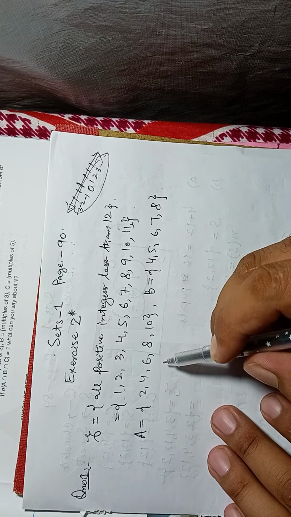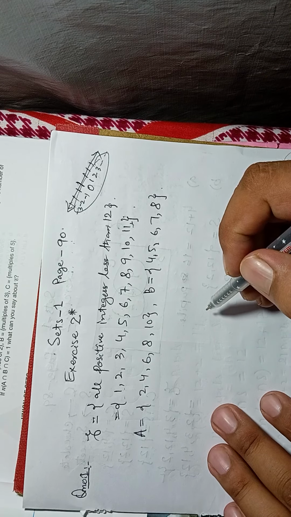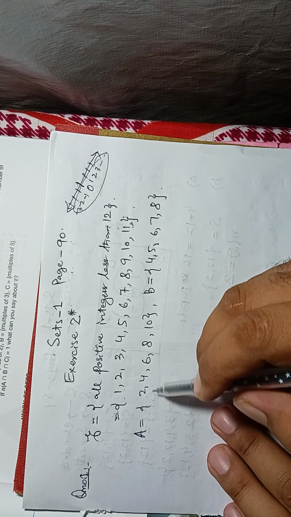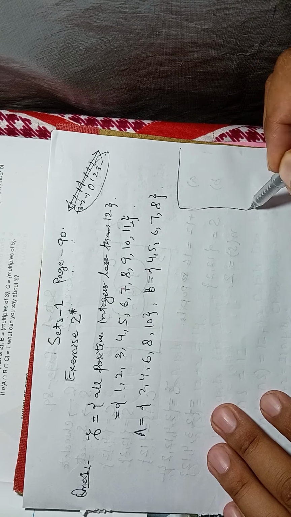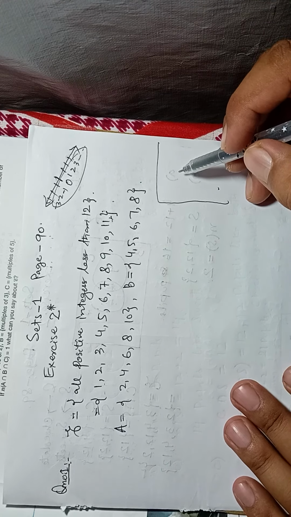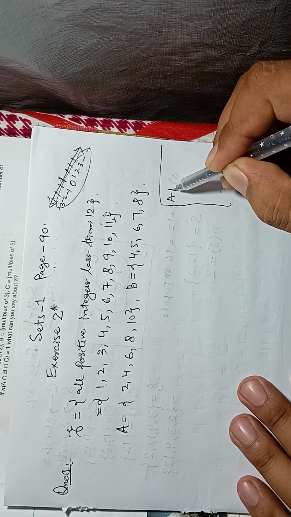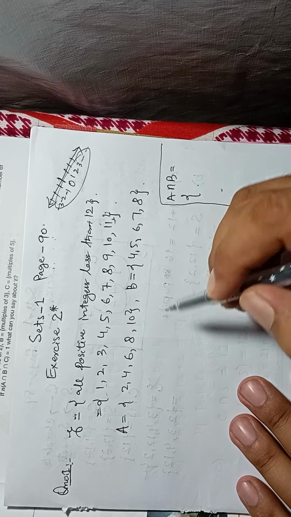Here we would like to see the intersection of the sets first. The elements which are present in both set A and set B. Roughly we will do that so that it will become easy for us to understand the question. I will write A intersection B. That means those elements which are present in A and B.